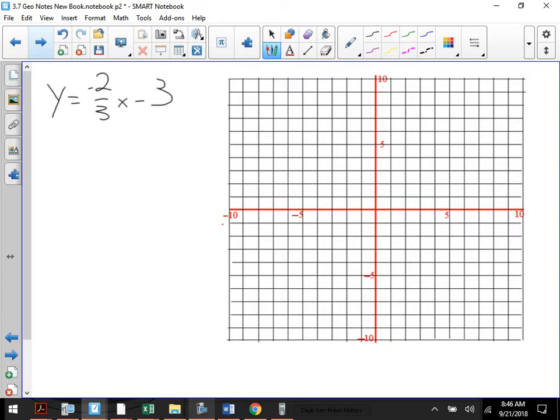What's your y? Or first of all, where's your y-axis? Is it the left and right or the up and down? The up and down. Okay. You guys know that. So your y values go up and down. So what's the y-intercept here?